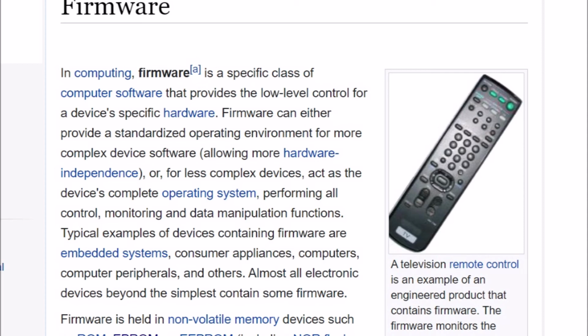The Apollo guidance computer had firmware consisting... I'll skip that.